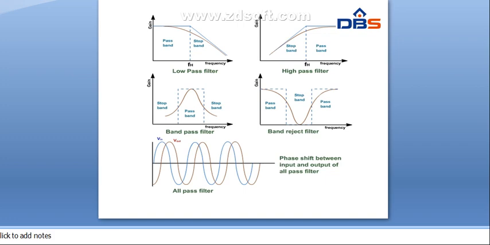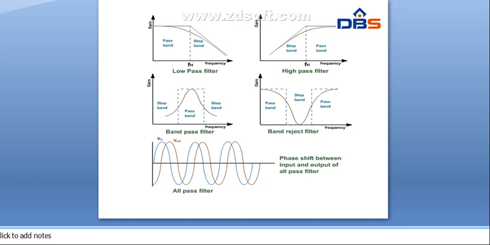So next, see the ideal and practical frequency response of the high pass filter. For a high pass filter, FL is the lower cutoff frequency. In this, the range of frequencies from 0 to FL is attenuated by the filter.